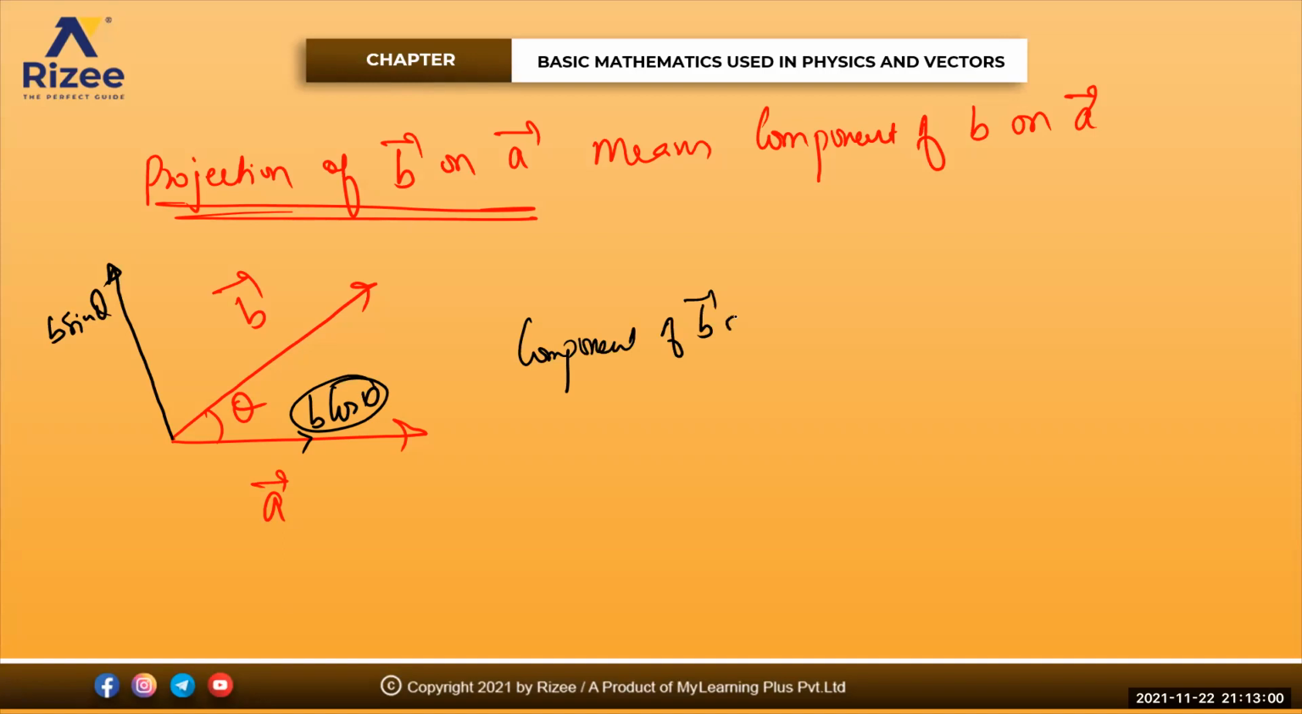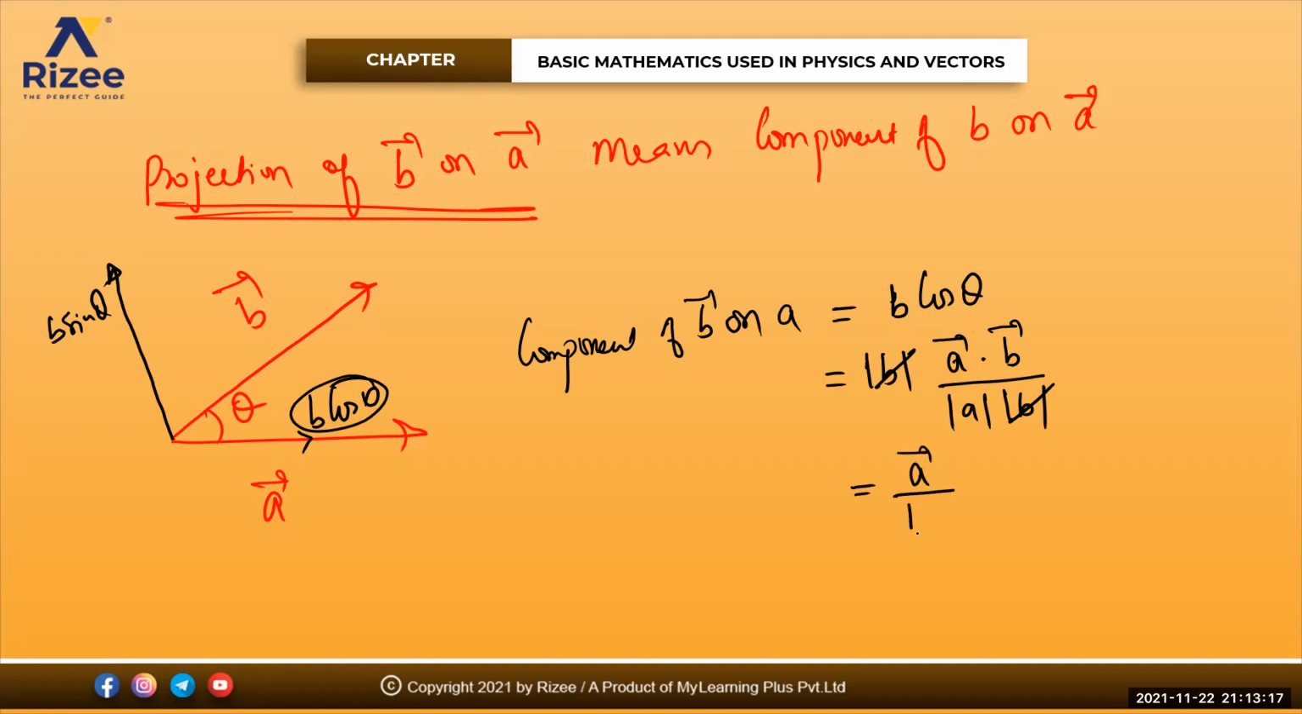Component of B on A is nothing but B into cos theta. B is the magnitude of B. Cos theta means A bar dot B bar divided by mod A mod B. Mod B will get cancelled, so it is A bar divided by mod A into your B bar. That means this will be equal to A cap dot B bar. Clear for everyone? Very good.